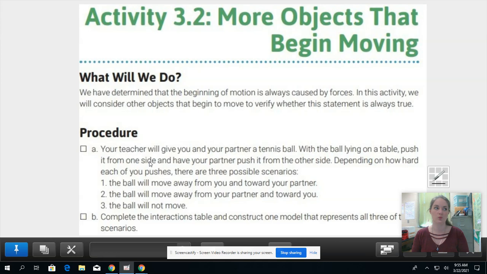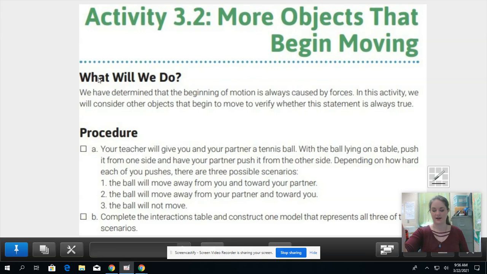within the experiment. So the first time, you're going to have a ball, and you need a partner. So you need a sibling or an adult that's at home to do this. So you're going to sit kind of like you're just rolling a ball between each of you. You can sit on the ground. You can sit at a table. But you're going to push the ball and you're going to move it away from you and towards your partner and make observations on how that ball moves.